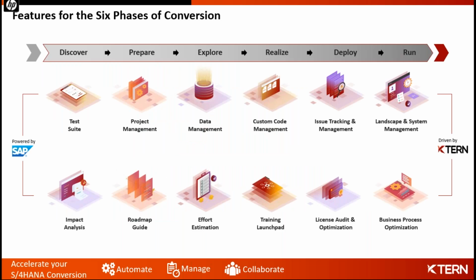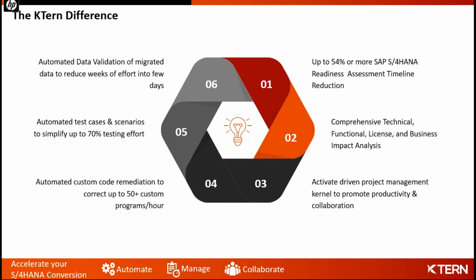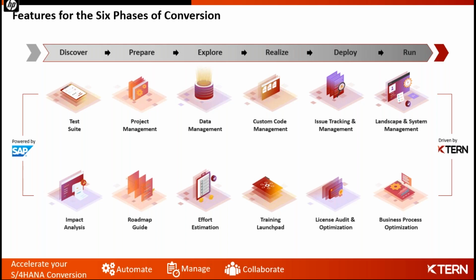So in addition to the assessment, primarily the assessment handles the three areas on the bottom left: the impact analysis, the roadmap guide, and the effort estimation. In addition to that, what you also have from KTern is a comprehensive test suite, a comprehensive project management suite, a data management suite, which helps you in the data validation post the migration, custom code management, which helps you remediate the custom code from the ECC structure to the S4 structure, which is automated here, and issue tracking and management, wherein you can track your issues, be it issues that you face during the project or issues that come up during the defect testings, during the test cycles, where those would be identified as defects.